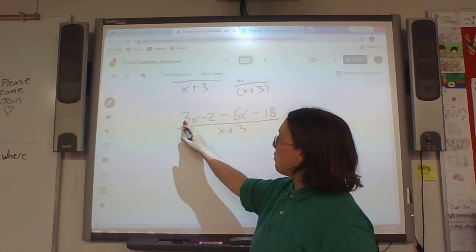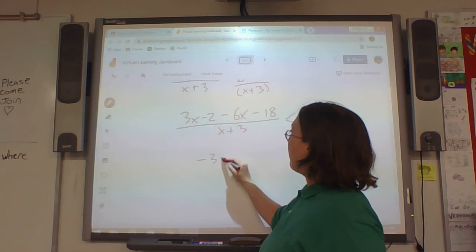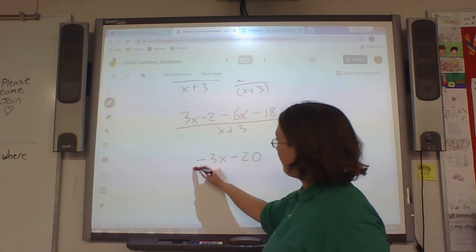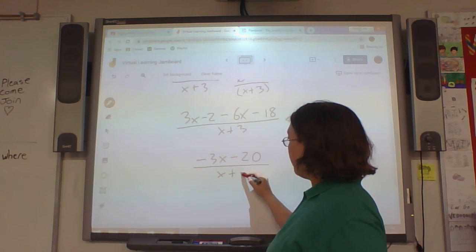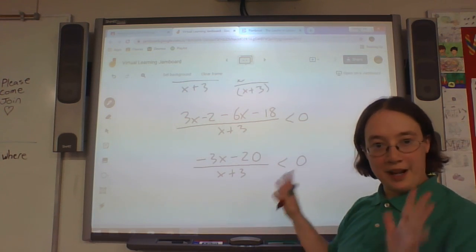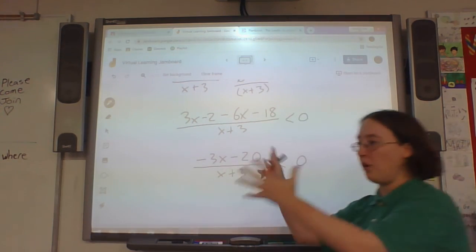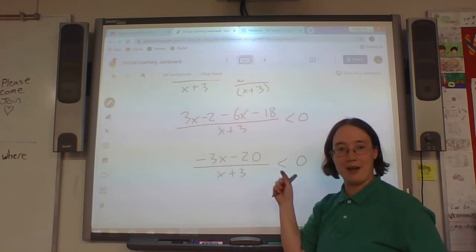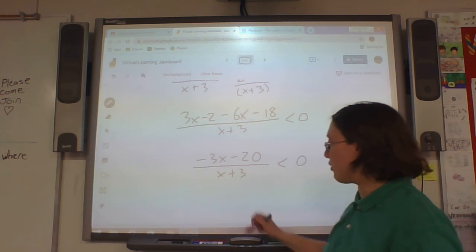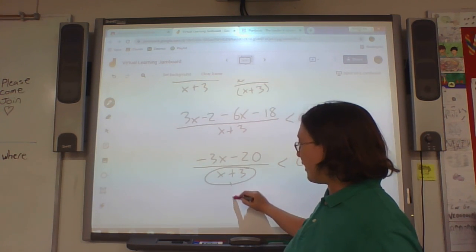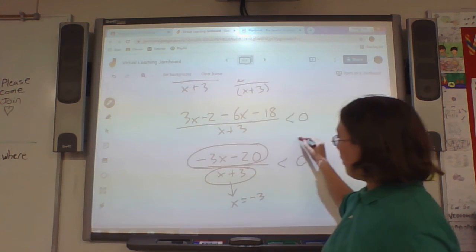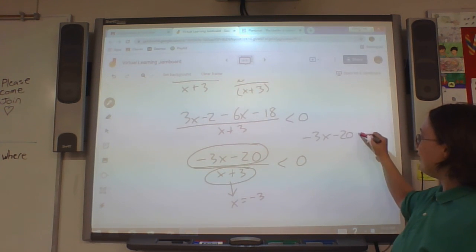And now we're combining some like terms, so 3x minus 6x gives you negative 3x. Negative 2 minus 18 gets you negative 20 over x plus 3. And then once we've got that, so once everything's in one fraction on one side of our inequality, and we got 0 on the other, then we're looking for our asymptotes and we're looking for our x-intercepts. So this x plus 3 on the bottom means we've got an asymptote at x equals negative 3. And then up top, we want to know where is negative 3x minus 20 equal to 0.